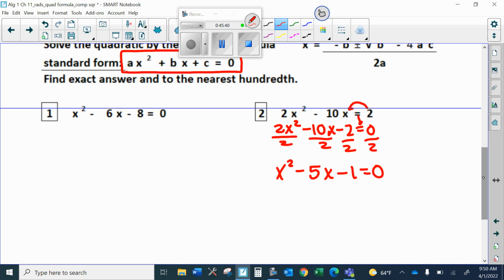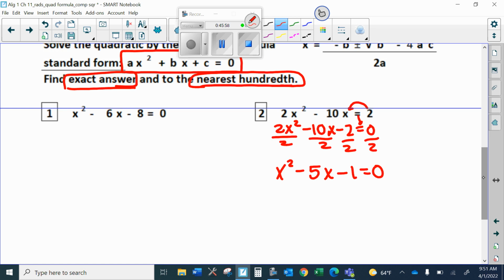I could have, so notice the directions were find the exact answer and to the nearest hundredth, because I told you the DCAS, well, you could ask for one or the other. So on yours, you type that in after you found that exact answer with the radical. You're going to then type that in a calculator and get your 2 answers rounded to the nearest hundredth right there.